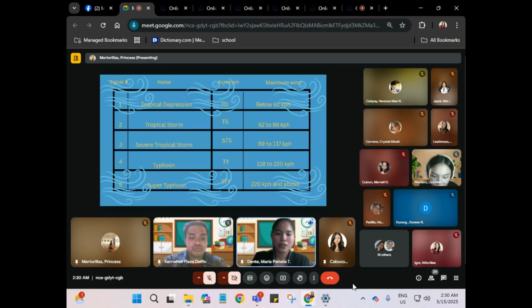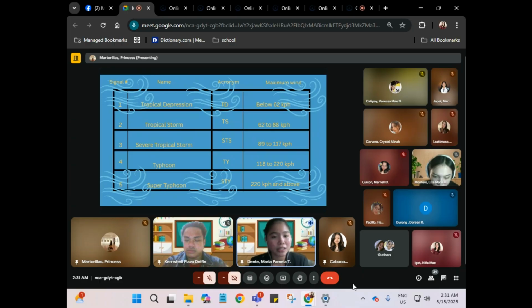Okay. So number three is the severe tropical storm, signal number two or three. A severe tropical storm, class, is even stronger. Wind speed is between 89 to 117 kph. It can damage houses and farms and cause floods. Signal number three may be raised in some areas. We must be extra careful during this kind of storm.